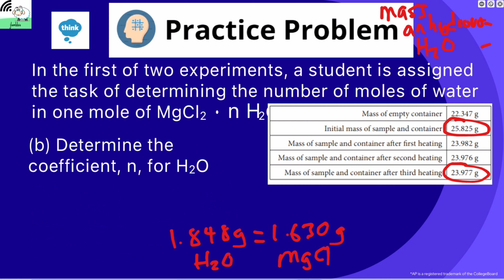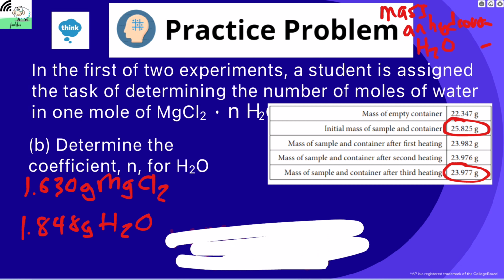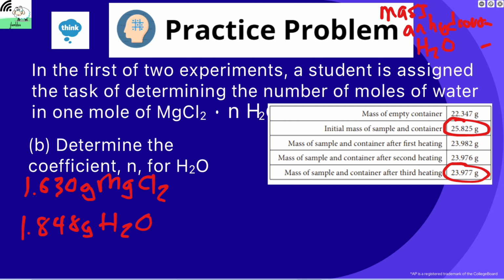All right, and let's rewrite this information up here at the top. So 1.630 grams of magnesium chloride and 1.848 grams of water. All right, get rid of these down here at the bottom. And now, like I said before, we treat this like an empirical formula calculation. So grams to moles, divide by the smallest mole number and see what we end up getting. So we're going to need the molar masses of these compounds.